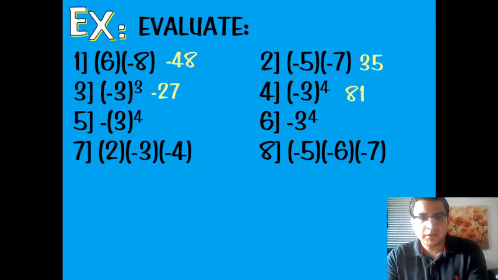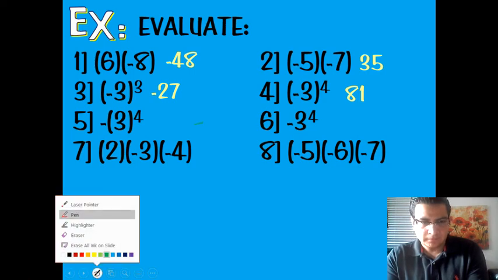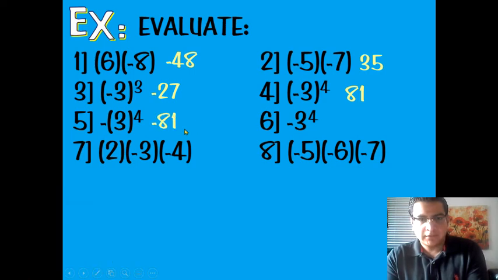So we get 81. Negative 3 to the 4, this is 3 to the 4, which is 81, and then the answer should be negative. Okay, should be negative 81. This should be negative 81. There it is. Here, 3 to the 4 is 81, and then keep the negative also. So negative 81.